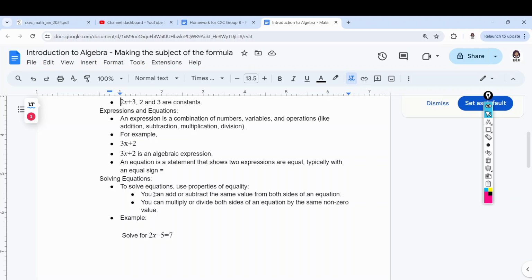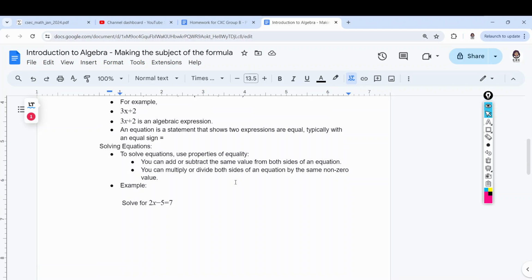Solving equations. To solve equations, we use properties of equality. You can add or subtract the same value from both sides of an equation. You can multiply or divide both sides of an equation by the same non-zero value.